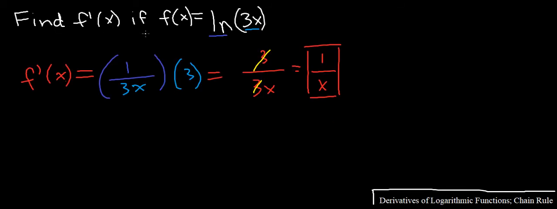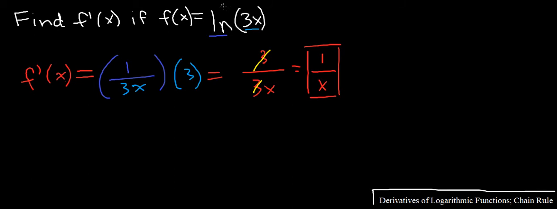Find f prime of x if f of x equals the natural log of 3x. Again, this is another problem where we need to know what the derivative of the natural log function is, so make sure you can review your logarithmic functions. Obviously, it's a chain rule problem, because why would we not use the chain rule and practice the chain rule?